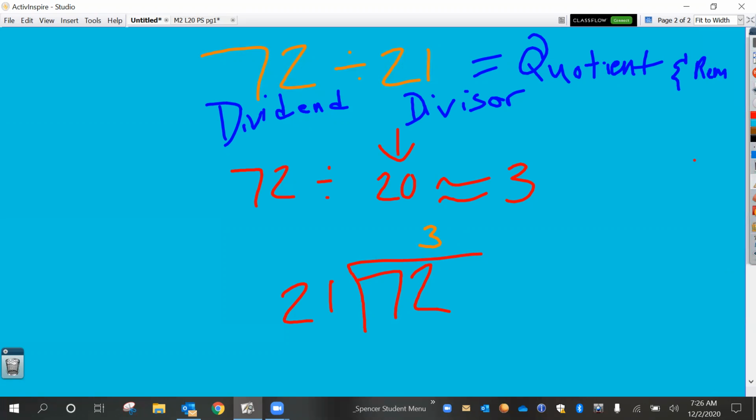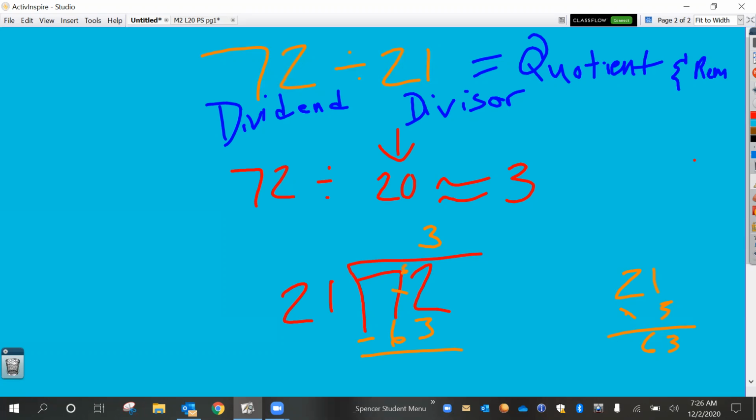And why did I put it over the 72? Think about that. Well, because we're dividing 72, right? We're not dividing 7, we're dividing 72. So we want to put it over the digit that we're working on, the place value that we're working on. So what is 21 times 3? If you can't do it in your head, go ahead and set it up real quick. That should be 63. Keep that because that might be helpful for our remainders.